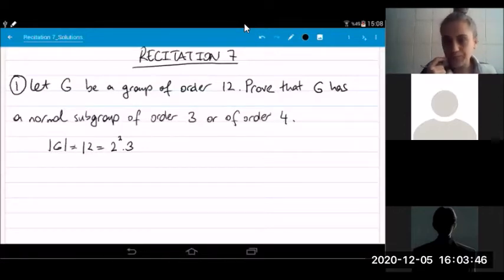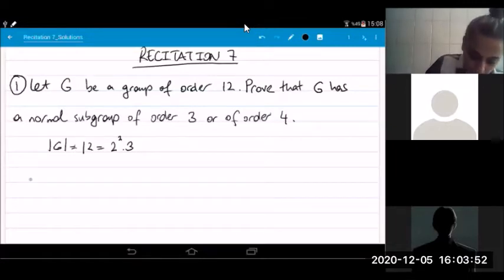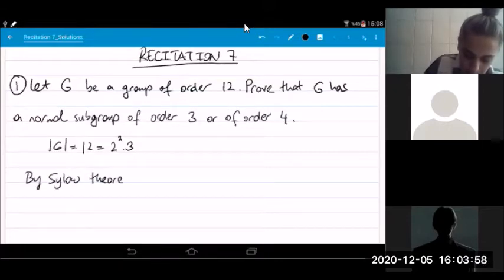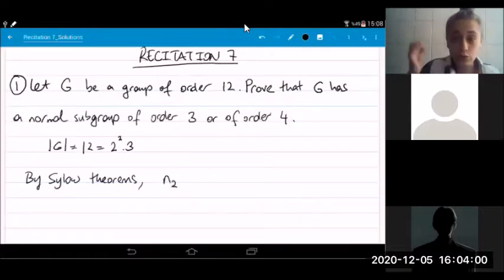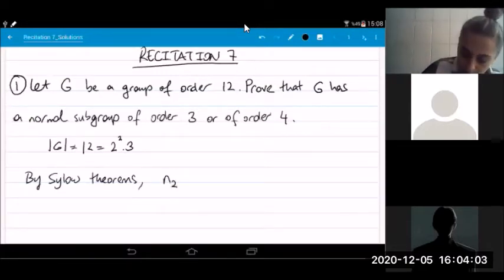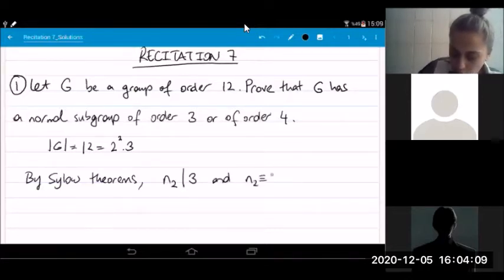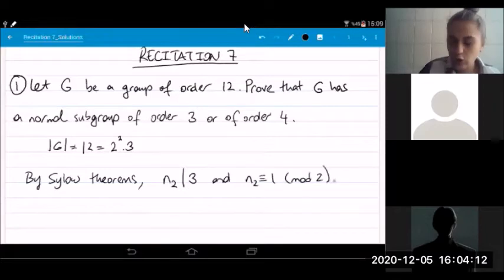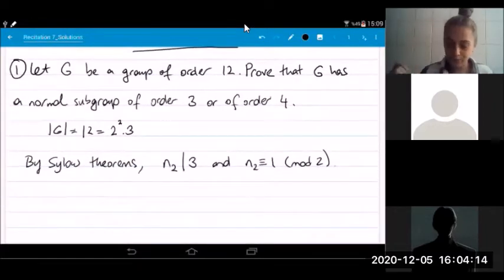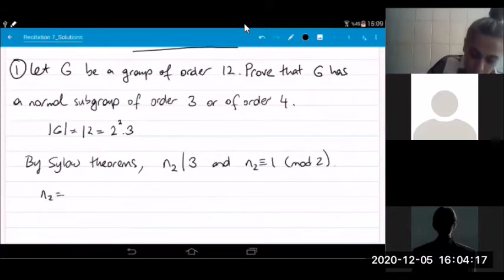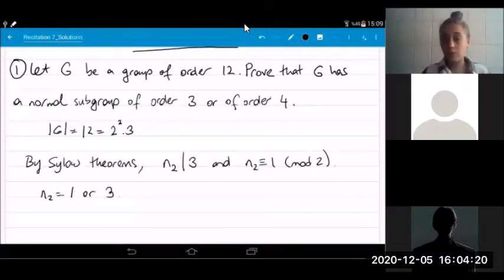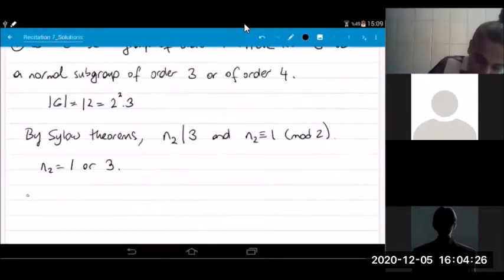Let us consider the number of Sylow 2 subgroups here. We know by Sylow theorems that n2, which is the number of Sylow 2 subgroups, should divide 3, and n2 has to be 1 modulo 2. So what are the possibilities for n2? n2 may be 1 or maybe 3, okay?